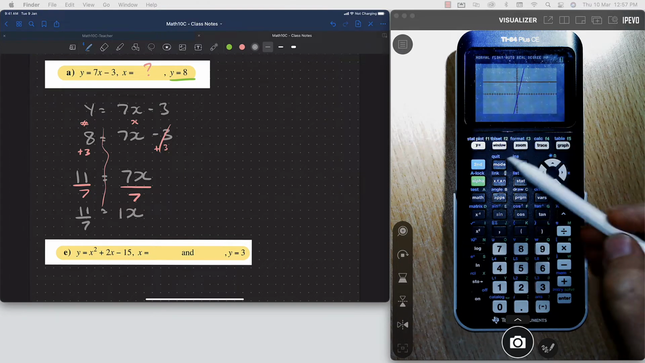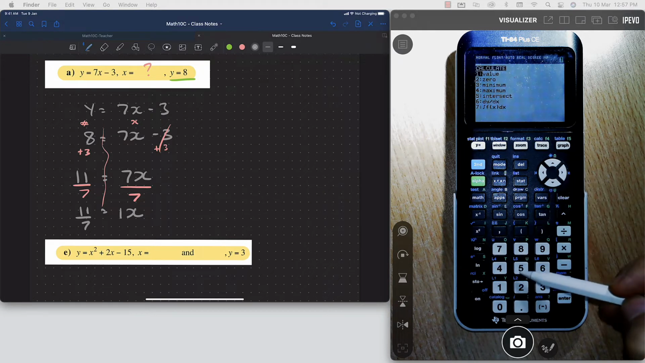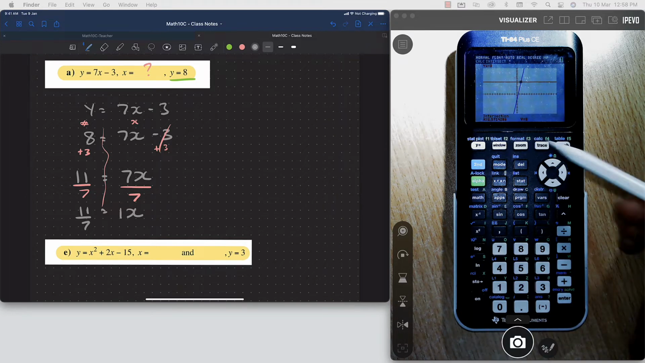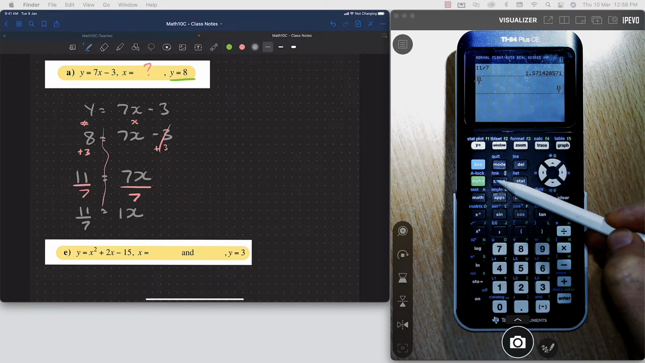So what you want to do is go second, trace, which gives us the calc. And what do I want to calc? Number 5, which is an intersection. And you can see I've got this flashing little cursor on the blue line. I just hit enter, it jumps up to the red line. I hit enter, it says guess. I hit enter again, and it now tells me and stores the value of x into your calculator. So it says x is equal to 1.5714286.